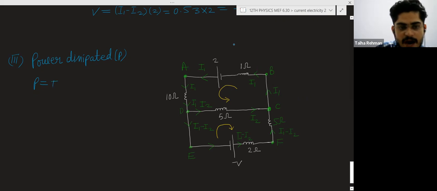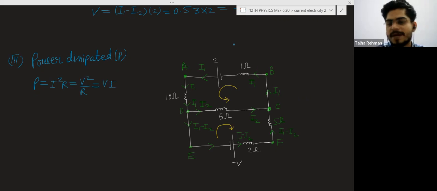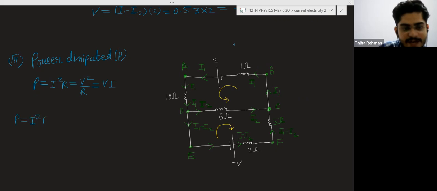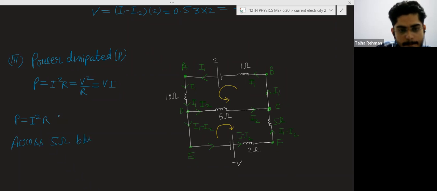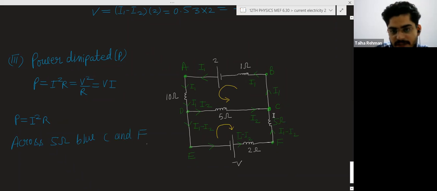Just see. I square R. Second formula is V square divided by R, and third formula is V into I. So you can apply any of the formula. I am just applying here P is equal to I square R because I am having I and I am having R also. So power dissipated across 5 ohm between C and F. C and F. This resistance C and F.